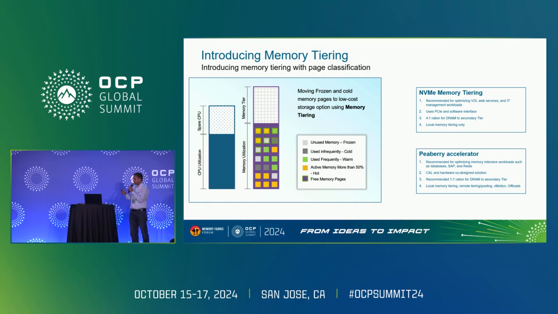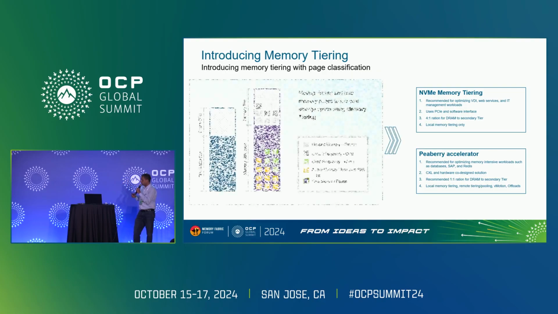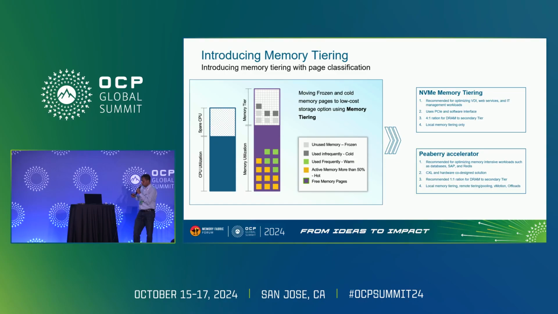Now, when you add a cheaper tier of memory, what ends up happening is we can move all the cold pages or semi-cold pages to the cheaper tier, thus creating more space on the host DRAM. So what that ends up doing is actually improve your resource efficiency, right?